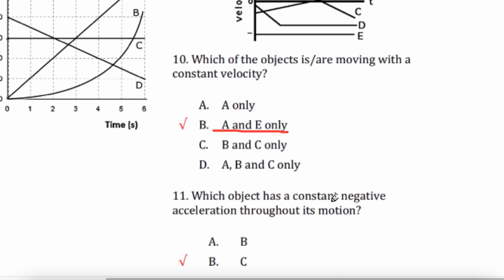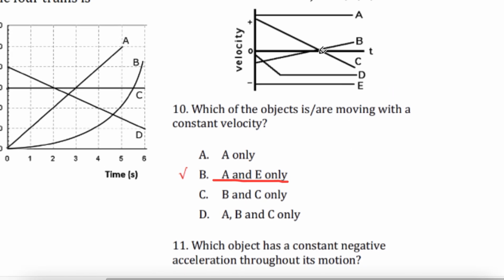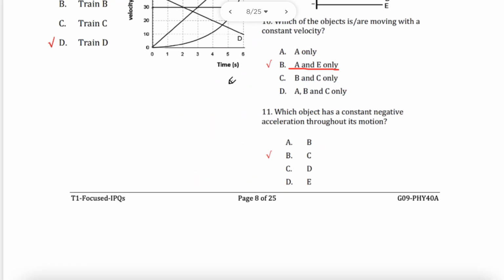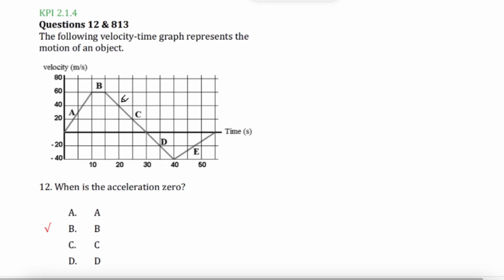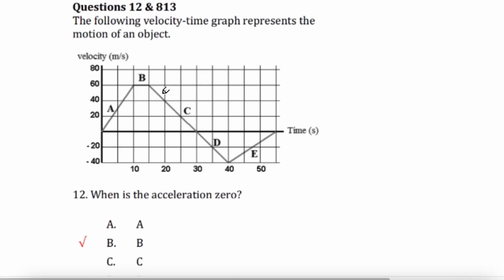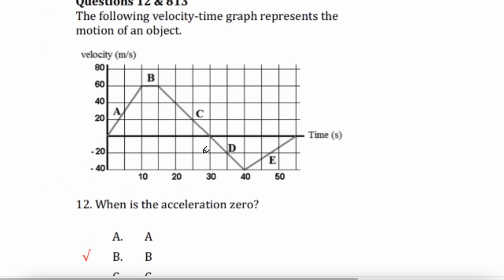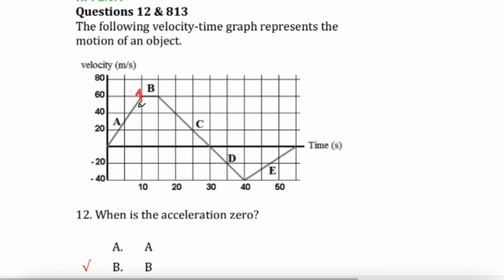Constant negative acceleration, I've just given it away. It is this one here. It is C. Okay. Now we have another graph. Let's see what's happening. When is the acceleration 0? Well, as you know, in a velocity time graph, the acceleration will be 0 when it's a horizontal line. So this is speeding up. A, we would say, is speeding up. At B, it's constant speed, so B, we have 0.